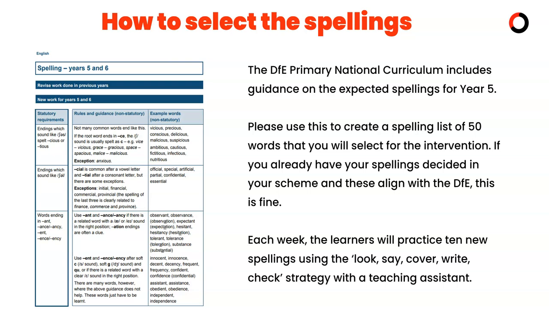So how to select the spellings. The DFE Primary National Curriculum includes guidance on the expected spellings for Year 5. Please use this to create a list of 50 words that you will select for the intervention. If you already have your spellings decided in your scheme and these align with the DFE, this is fine. Each week, the learners will practice at least 10 new spellings using the look, say, cover, write, check strategy with a teaching assistant in small groups.